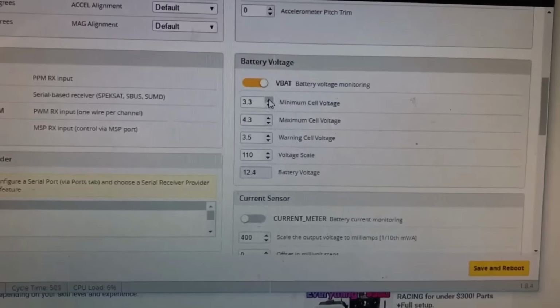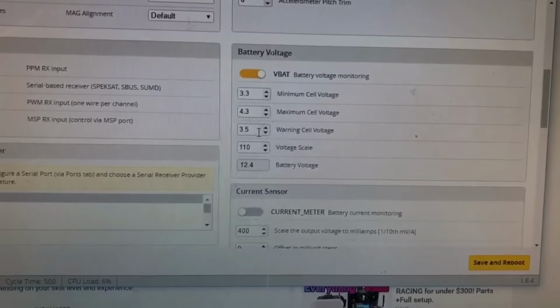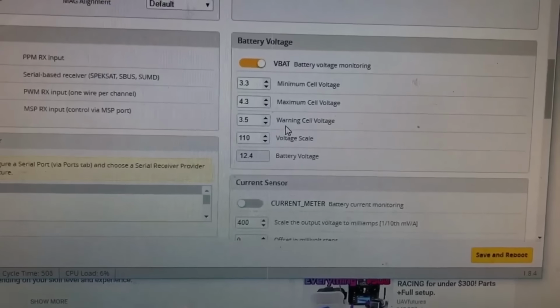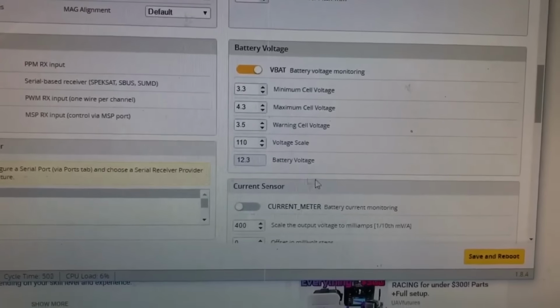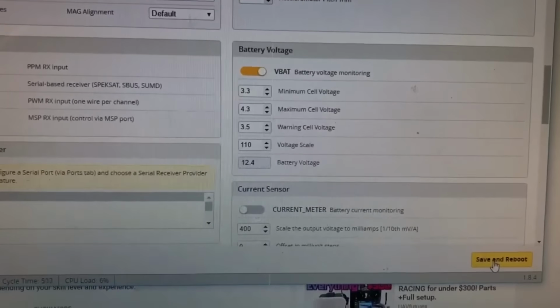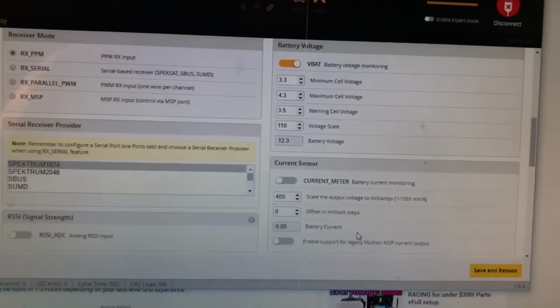So what I'm going to do is set the minimum cell voltage to 3.3 and the warning cell voltage 0.2 higher, which is 3.5. And this will continue to change. And so I'm going to save and reboot. Now that's done. So there you have it.